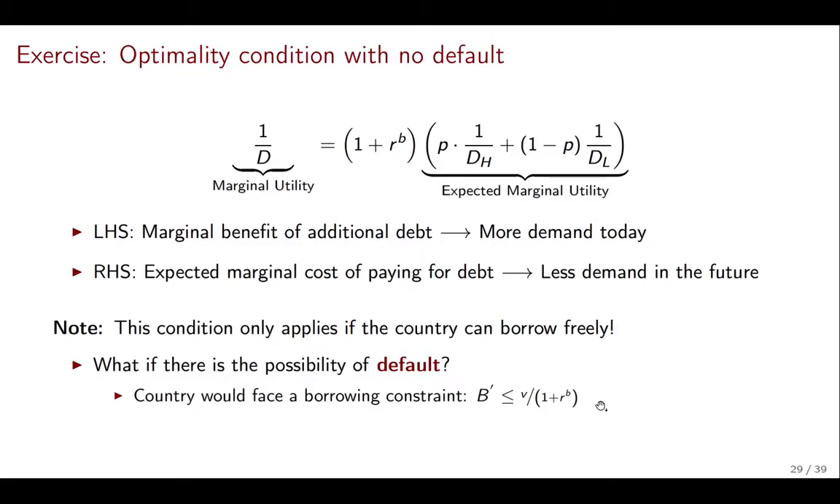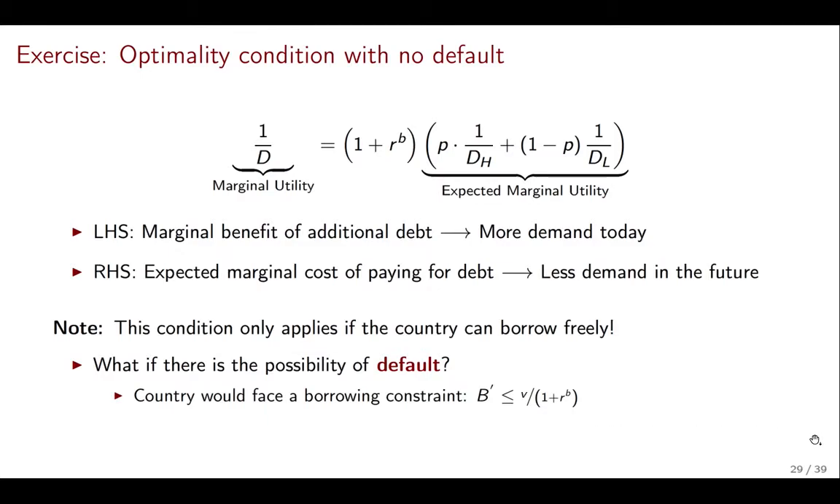Now, how will this impact the solution of this problem? Well, you will have to first think of what will happen if I could just borrow freely. That will imply getting your budget constraints from the previous slide, replacing in D, DH, and DL in terms of bonds, in terms of debt, solving for B prime. If the solution satisfies the constraint, then you found it.